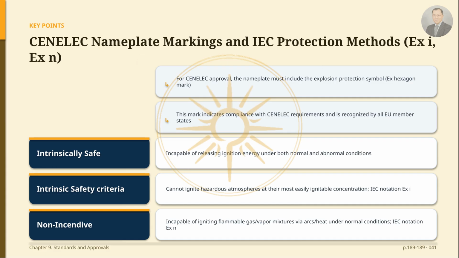Next, intrinsically safe protection is a method where electrical equipment, under both normal and abnormal conditions, is incapable of releasing sufficient electrical or thermal energy to cause ignition of a specific hazardous atmospheric mixture in its most easily ignitable concentration. The IEC denotes this as XI. Finally, non-incentive protection is a method where equipment is incapable, under normal conditions, of causing ignition of a specified flammable gas or vapor and air mixture due to arcing or thermal effects, and the IEC denotes this as XN.